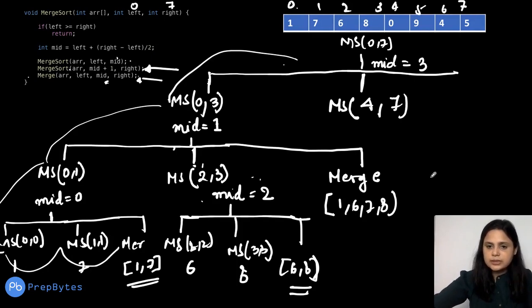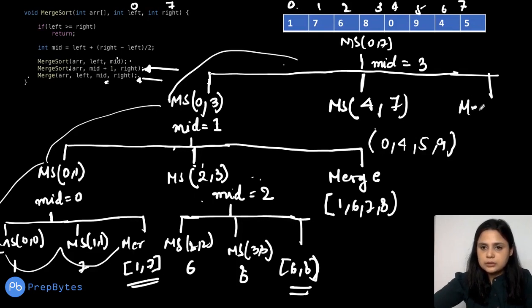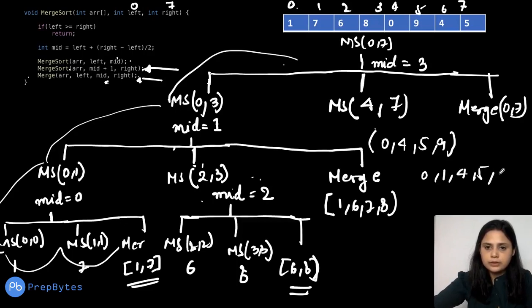Now a similar process will keep on happening. Just like this branch occurred, all of the elements of this particular branch will occur, and from 4 to 7 we will get a sorted array. By the time this branch is completed, we will have this part of the array sorted, which is 0, 4, 5 and 9. Once that has happened, again we call merge here. We will call merge from 0 to 7 with the mid value as 3, and after this merge we will get a sorted array which is going to be 0, 1, 4, 5, 6, 7, 8, 9. So this is how merging happens.